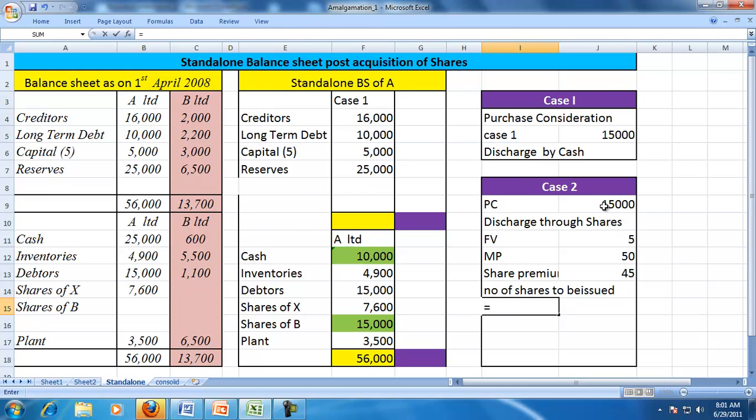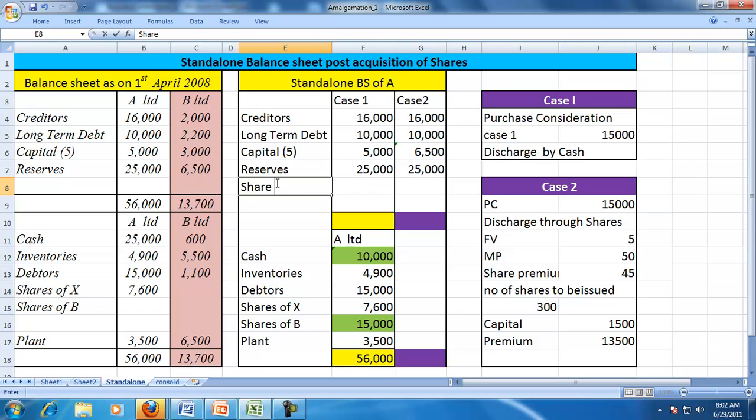So the number of shares to be issued is equal to 15,000 divided by market price. Capital will increase by 300 into 5, and the premium will appear on the balance sheet as 300 into 45. So we'll see that effect now. In case 2, for the same purchase consideration, no effect on the creditors, no effect on the long-term debts. But the capital will change, because you are making an issue of shares, no change in the reserves, but a new item called share premium will appear, and the share premium will be 13,500.